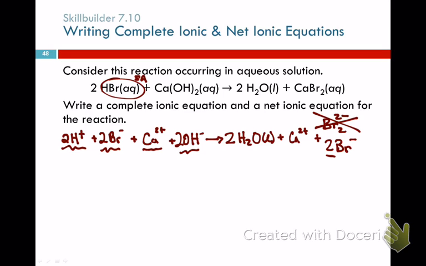The reason people want to do this all the time is because Br2 is one of the diatomics. And so in your head, you're thinking, oh, Br2, Br2, Br2. And then you get to one of these problems, and that's not okay. So it's that bottom one. So that is the complete ionic equation.